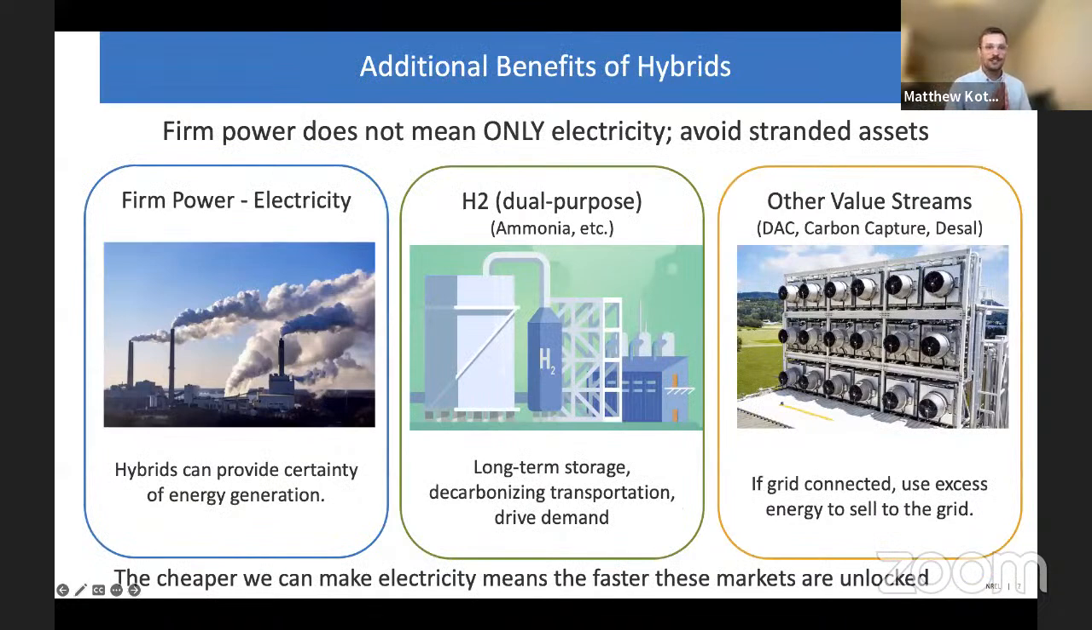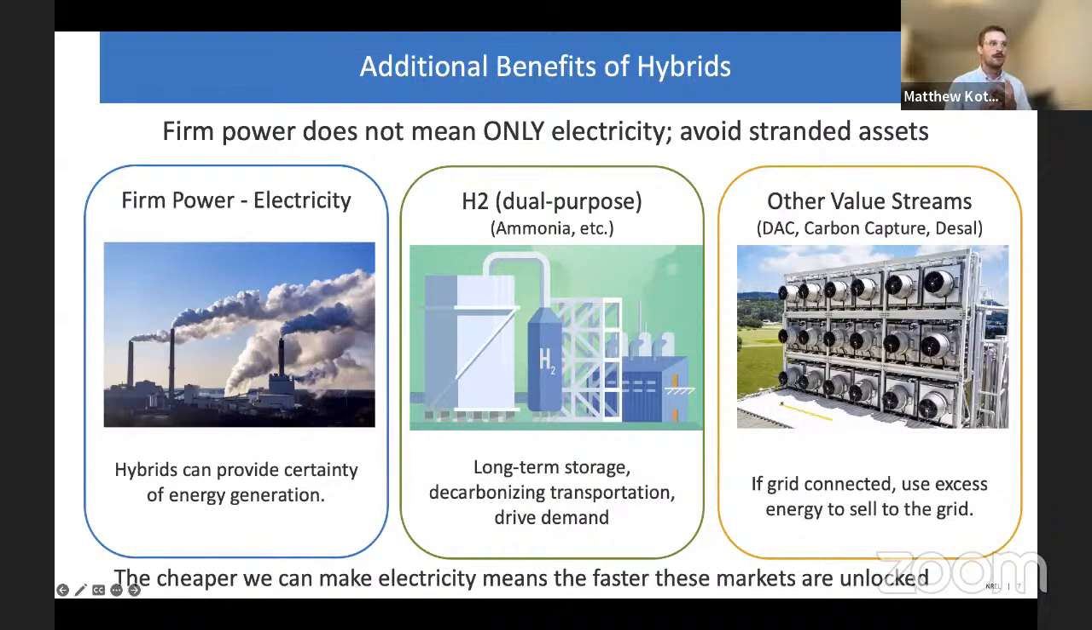Additional benefits also include firm power, so providing consistent electricity. There's also dual purpose end uses, whether that is the development and incorporating H2 production, which would be green hydrogen as we define it here in the United States. And then there's also other value streams as well, whether that is developing a hybrid facility that does have a direct air capture or carbon capture utilization storage component, as well as another thing which could be desalination.